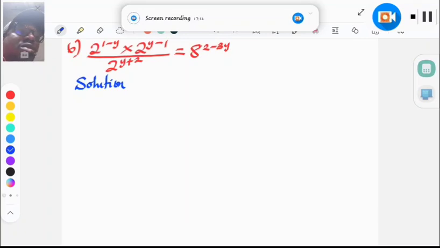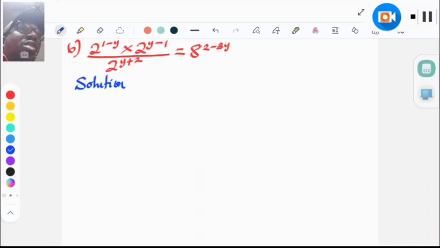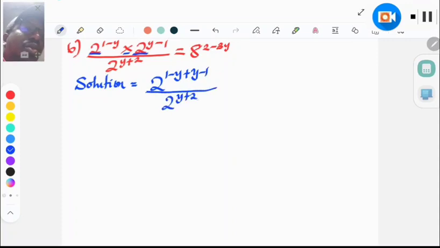Okay, the next question, the same thing on indices, but this time around it's an indicial equation because of the presence of a constant. So right away, if you look at this numerator now, base 2, and you've been asked to multiply, that means you will pick the common base and you will add the powers. That's 1 minus y plus y minus 1, over 2 raised to the power of y plus 2. Now this 8 will turn into 2 raised to the power of 3, 2 minus 3y.